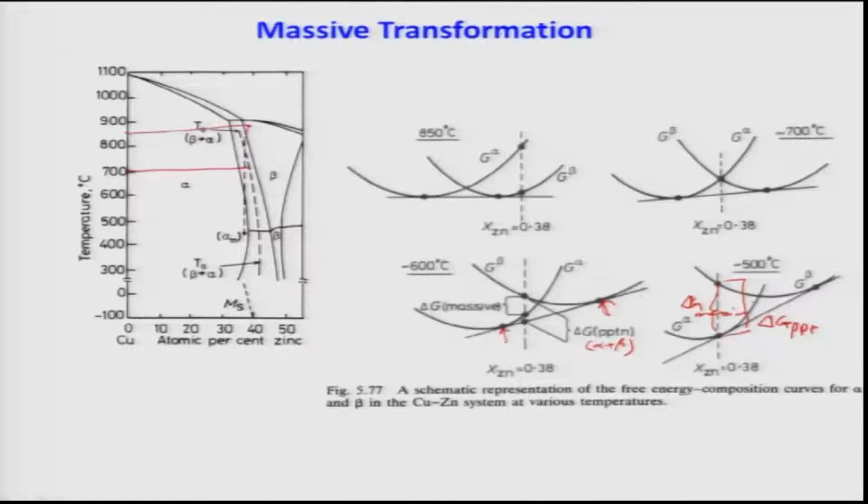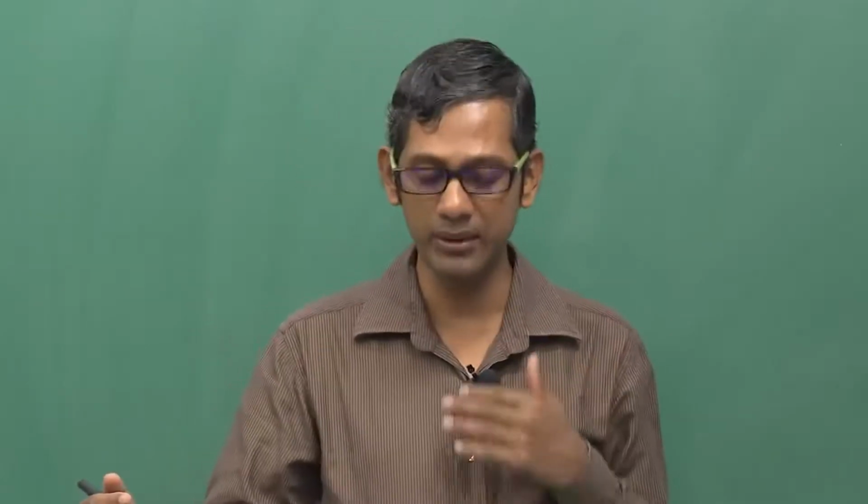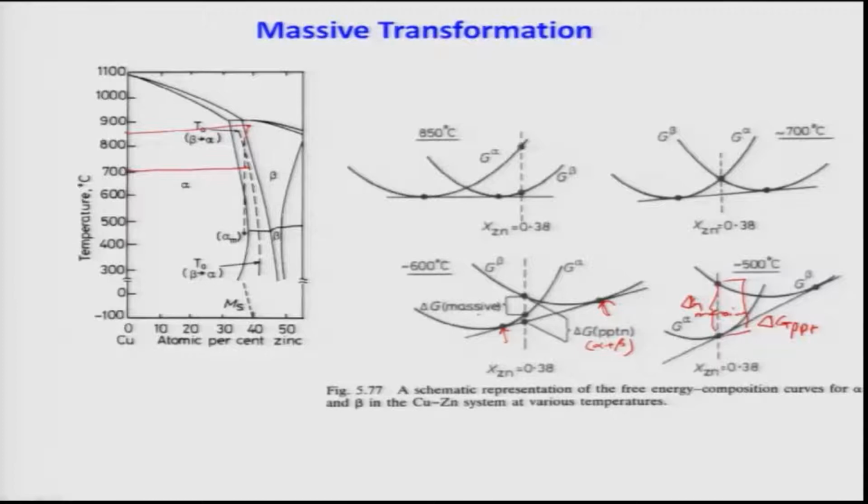And also you have to understand, even if the massive transformation driving force is lower than the precipitation driving force, the chances of massive transformation happening in the system will be higher. Why? Because massive transformation only requires thermal migration of the interface. There is no diffusional change required. So, that is much easier, the time required for transformation will be much lower. That is why even if delta G precipitation is higher than delta G massive transformation at 600 degrees Celsius, the massive transformation will prevalently happen in these alloy systems.